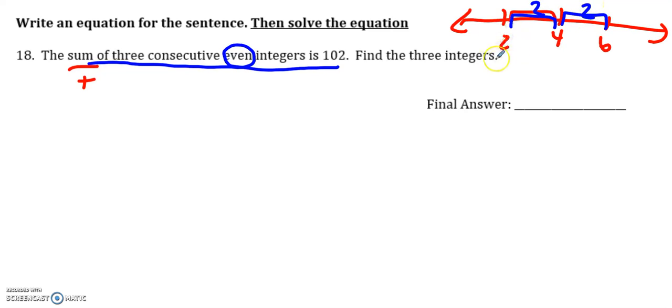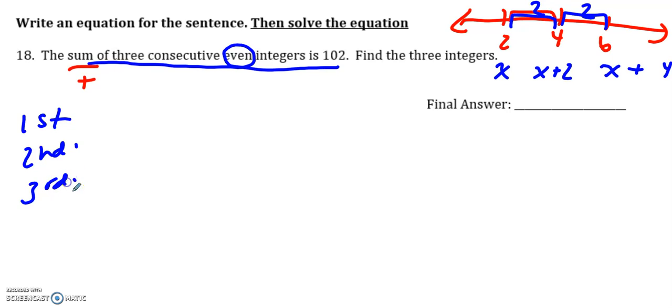If we didn't know that this first number was 2, we could call the first number x, the next number 2 units farther, or x plus 2. Then the next one would be 2 more units farther, which would be x plus 4. I like to be organized, so I'm going to call the first number x, the second number x plus 2, because even numbers are 2 apart, and the third number x plus 4.